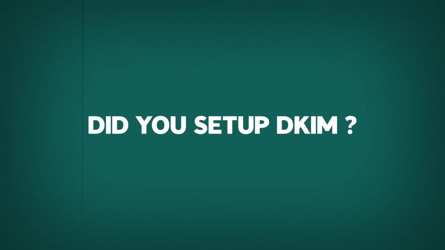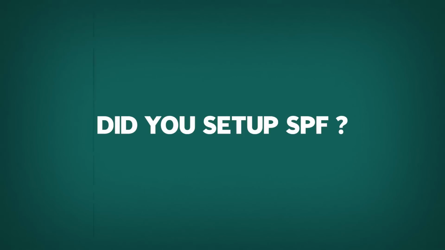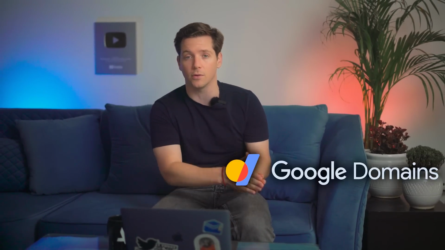The next thing you want to do is set up DKIM. And if you've already bought your domain from Google Workspace, well, great news. It's already set up for you. No need to deal with this. You can move on. Then you want to set up SPF, which is another deliverability tool that Google takes care of. And that is one reason why I love doing the Google Domains, Google Workspace combo. You don't have to worry about any of those.